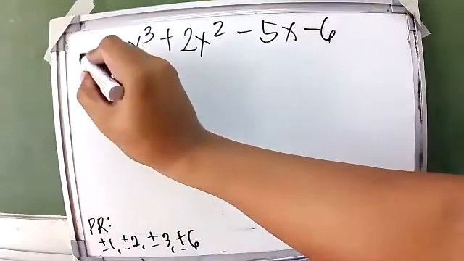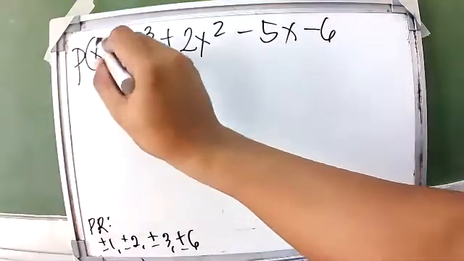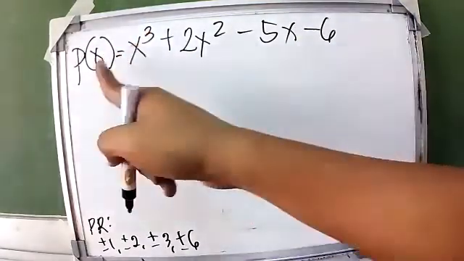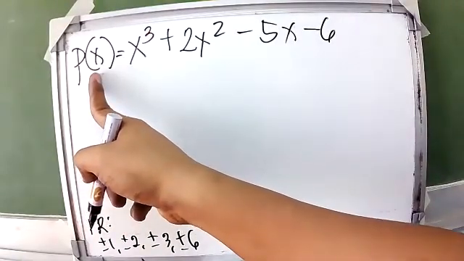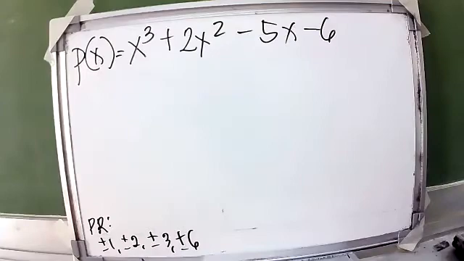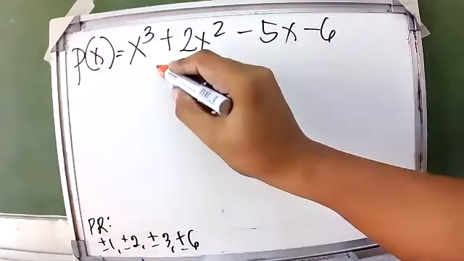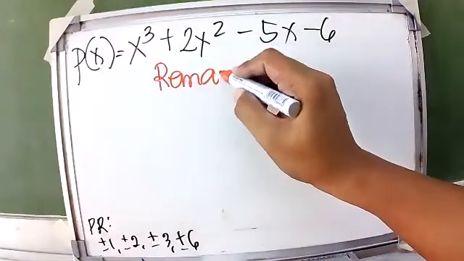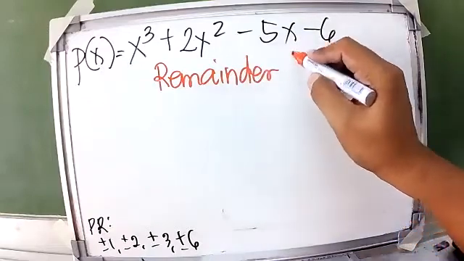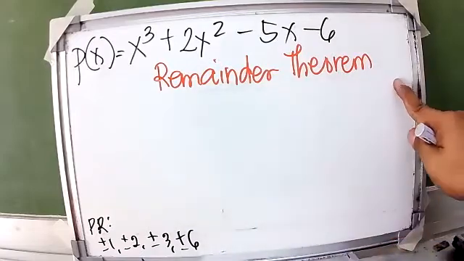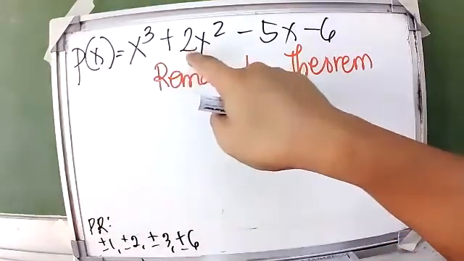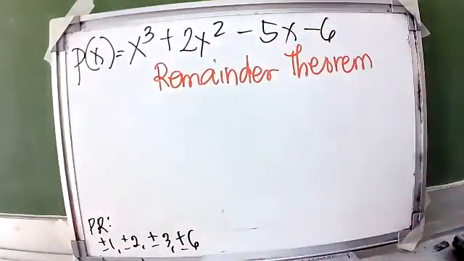Ready? So, we will now assign p of x be equal to this. That's just the symbol for polynomial. And this time, let's apply the remainder theorem. Ang dami na pong theorem niyan, sir. For the remainder theorem, it's just simple. Remainder theorem means we will just substitute the value of x in our equation. That's it. Okay? Let's try now.